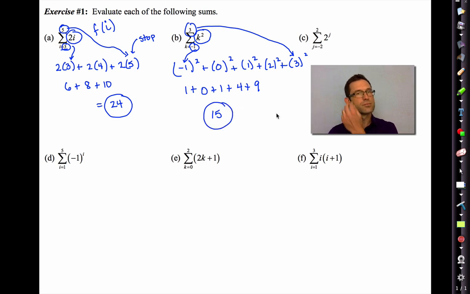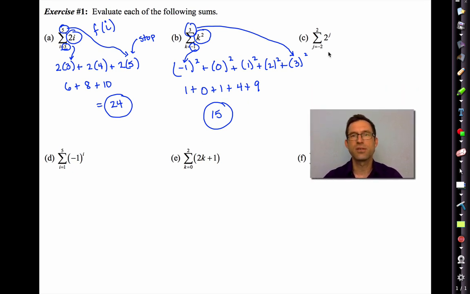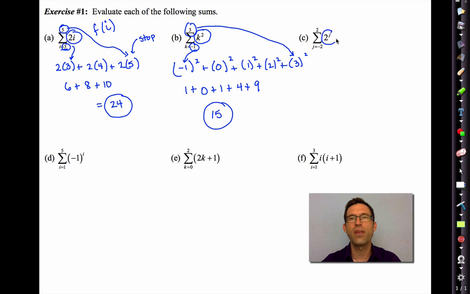All right, that's not too bad. Really, it's just all about being told a rule, being told what inputs go into the rule, and then adding up all the outputs. That's it, though. That's really it. I mean, sometimes it can get a little crazy. For instance, let's take a look at this one. This is 2 raised to the j power. It is not 2 times j.